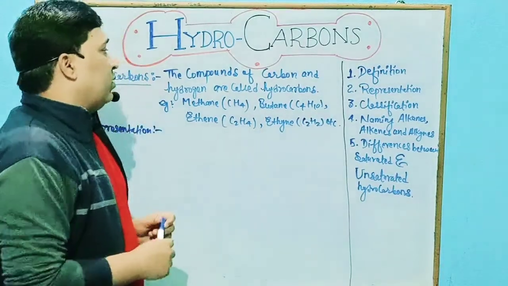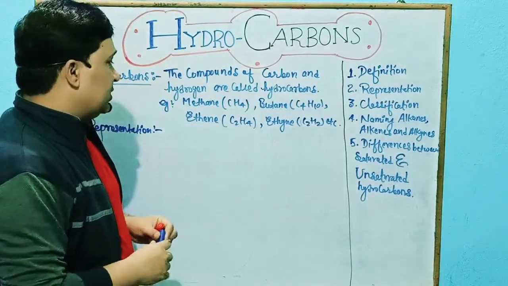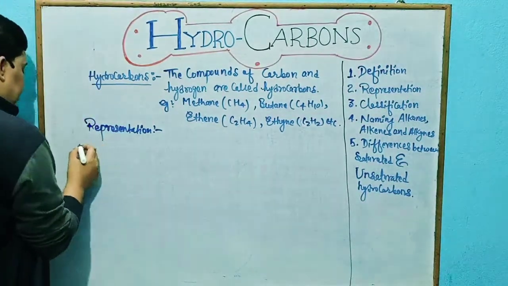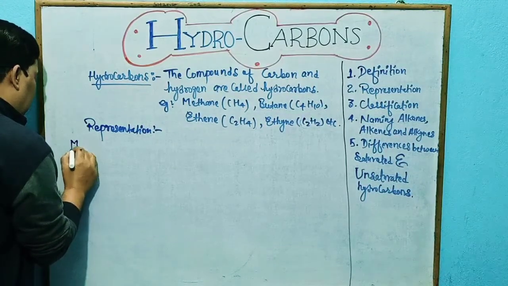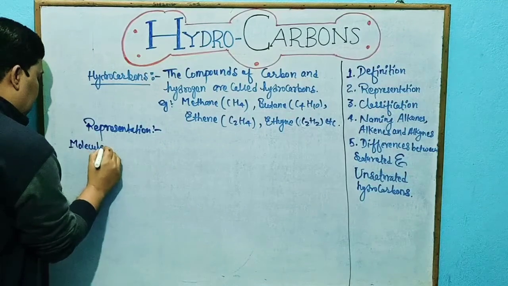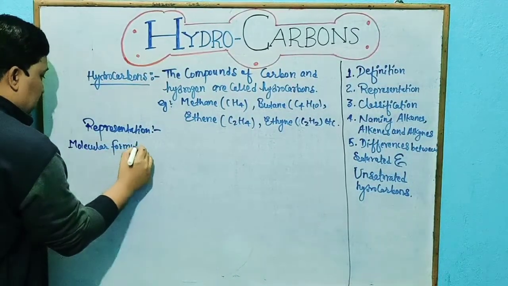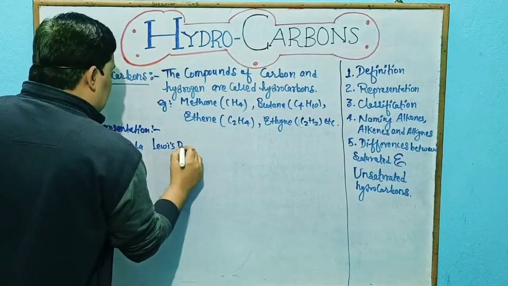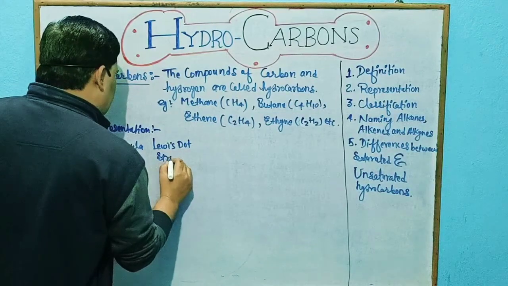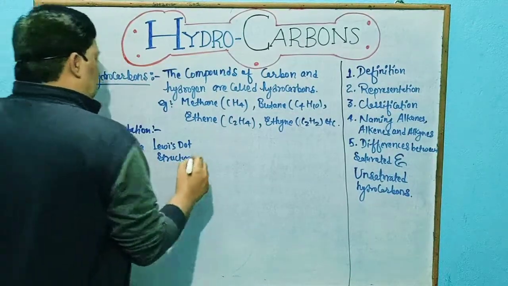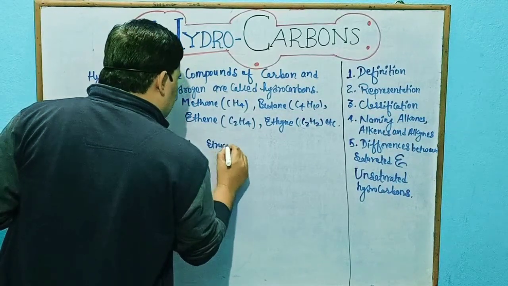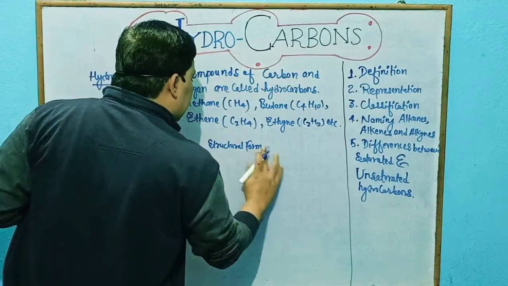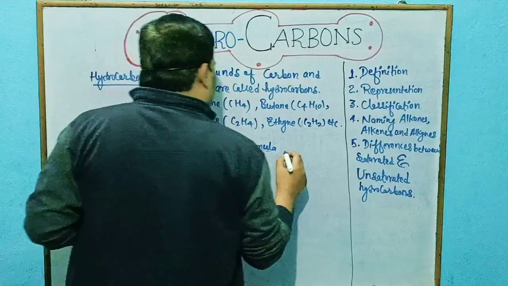We not only represent hydrocarbons by the molecular formula, but we also represent them by Lewis dot structure. So the representation of hydrocarbons is by means of molecular formula, Lewis dot structure, structural formula, and condensed formula.